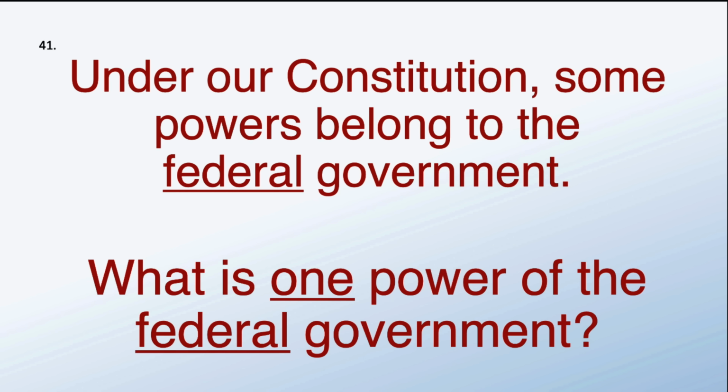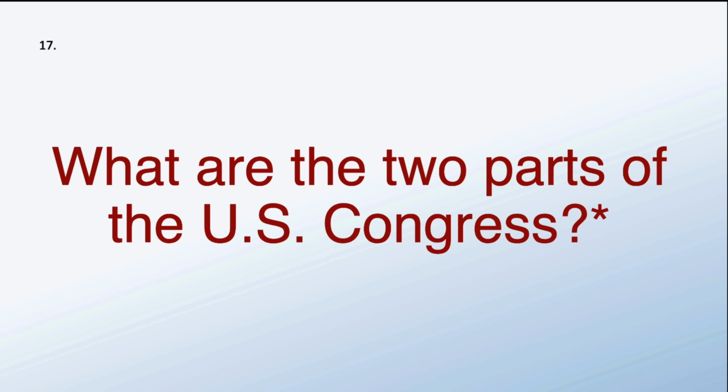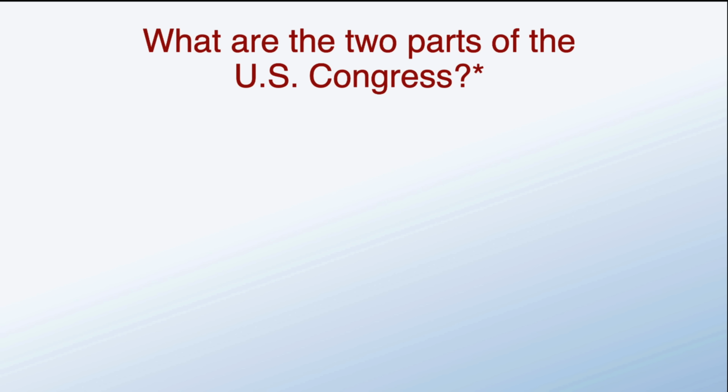Under our Constitution, some powers belong to the federal government. What is one power of the federal government? To print money. What are the two parts of the U.S. Congress? The Senate and House. You can also say the Senate and House of Representatives, but we usually shorten that to just the House.